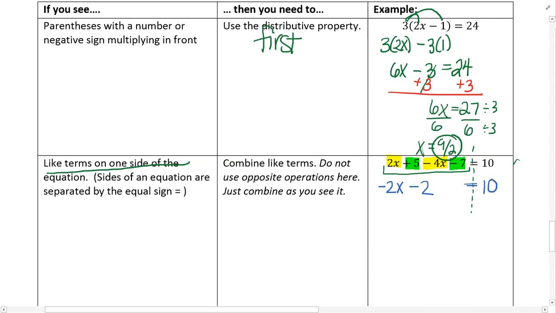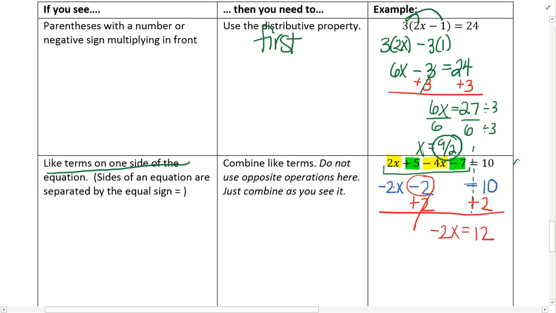All right, now we're at the step where we're going to undo what is happening in the reverse order. So first thing that's happening is we're multiplying by a negative 2. Then we're subtracting 2. So I need to get rid of the subtracting 2 by adding 2 first. You probably can tell that we're undoing the adding or subtracting first, usually. Okay, so that's gone. We have negative 2x is equal to 12.